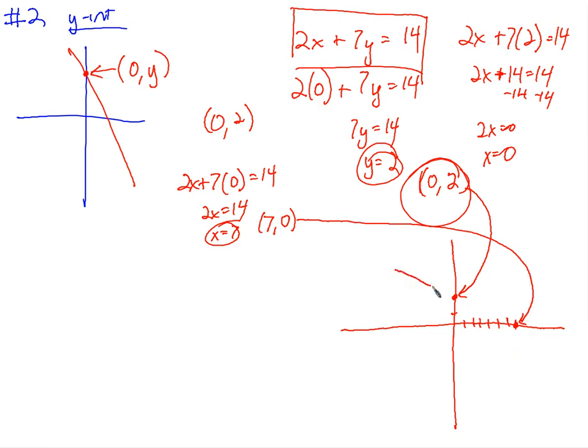Then we can just draw a line through those 2 points, and what do we have? We have the graph that represents this equation. And by just drawing lines from these coordinates to these points, I've labeled the x and y-intercepts, right? You just say x-intercept and y-intercept, and done. Okay.